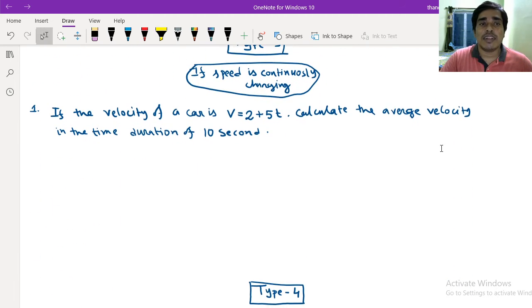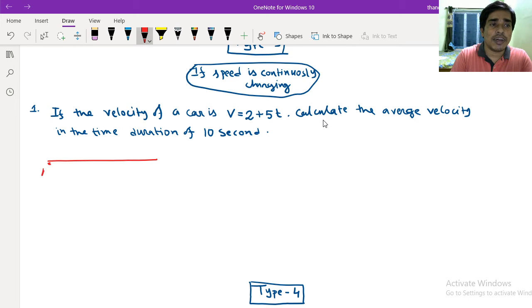Here is type 3. If the velocity of a car is constantly changing, that means v changes with time constantly, then in this case you have to calculate the average speed over a duration of 10 seconds. Suppose this is the path A and B. Total time is 10 seconds.